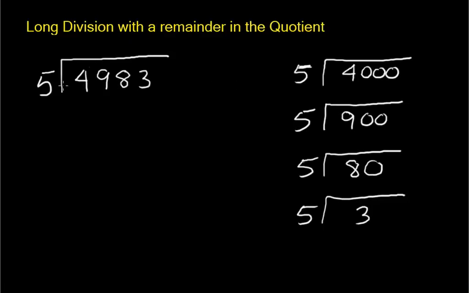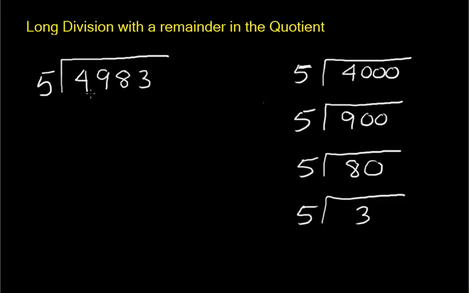So what are we doing in this problem? We're going to divide 5 into 4,983. So we're actually going to divide 5 into 4,000. We're going to divide 5 into 900. We're going to divide 5 into 80, and then 5 into 3. So if you look over here, there's something interesting. You'll see that the first three numbers all are going to end in a 0. So 5 is going to go into those evenly, right?